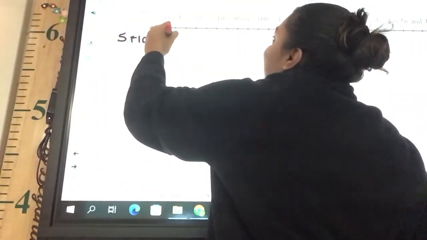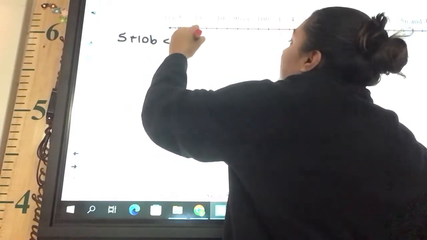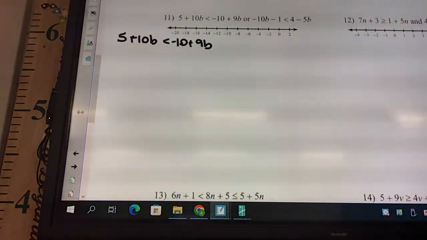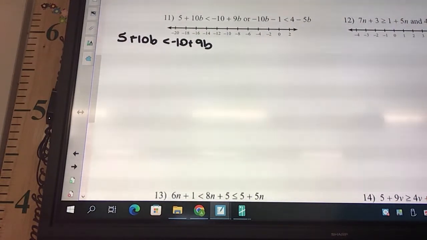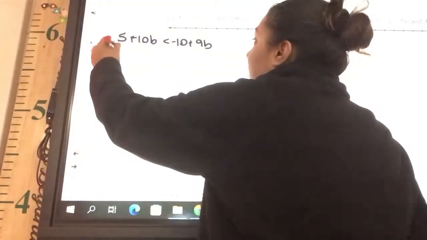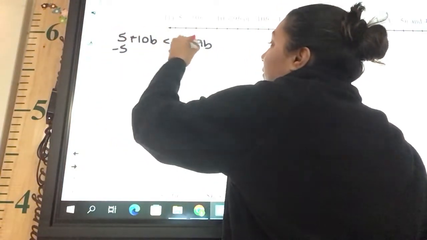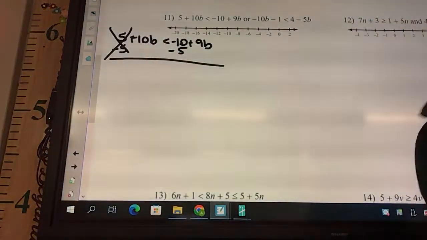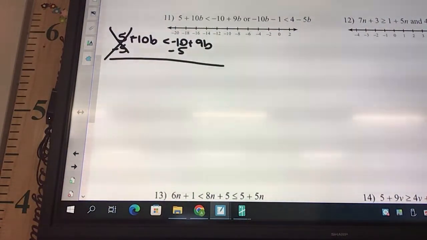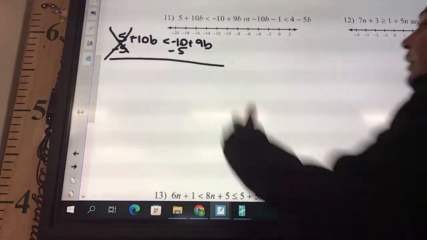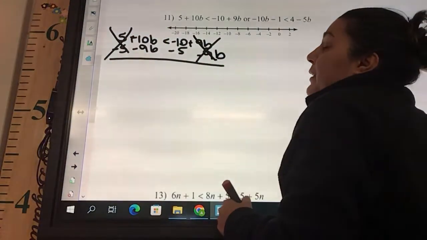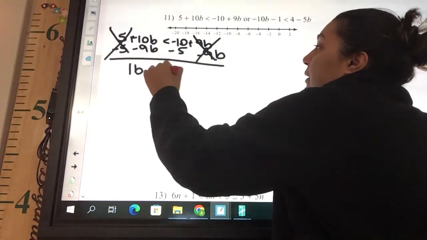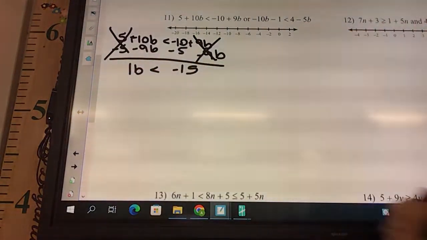5 plus 10b is less than negative 10 plus 9b. Okay, what needs moved? Jacayla, what needs moved? Okay, what else needs moved? Minus 9b. Okay, so I'm going to get 1b is less than negative 15.